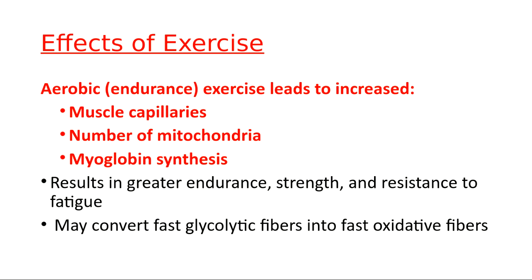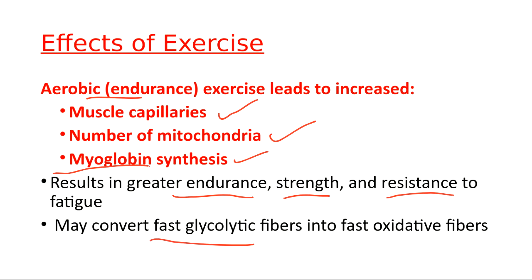Effects of exercise on muscle. Aerobic exercise is going to increase muscle capillaries because aerobic exercise needs more oxygen. The number of mitochondria, because it, again, needs more oxygen. Actually, because the mitochondria is the place where aerobic respiration takes place. And the synthesis of myoglobin because myoglobin will be the storage molecule for oxygen. So greater aerobic exercise will result in greater endurance, strength, and resistance to fatigue. And some of the fast glycolytic fibers may be converted to fast oxidative fibers in the process.